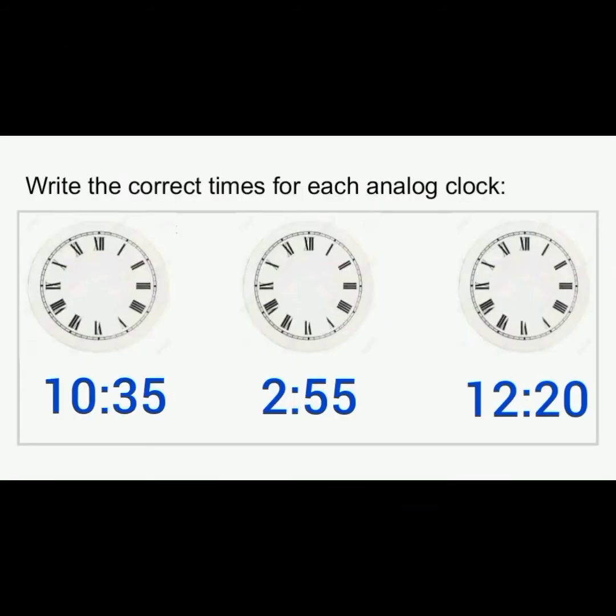So here are the 3 times to complete, and the directions are just write the correct times for each analog clock. Just as I showed you in the previous 3 examples, write 10:35 in the correct place, 2:55 in the correct place, and 12:20 in the correct place. Now don't worry about AM or PM, as I had mentioned earlier in the analog clock lesson. It doesn't matter if it's AM or PM. And we're not going to be doing 24-hour time either. We'll just keep it at a 12-hour traditional analog clock time.